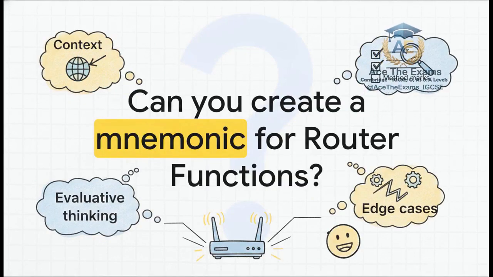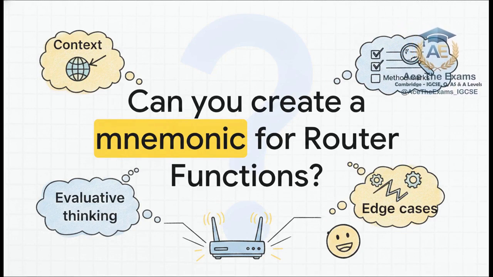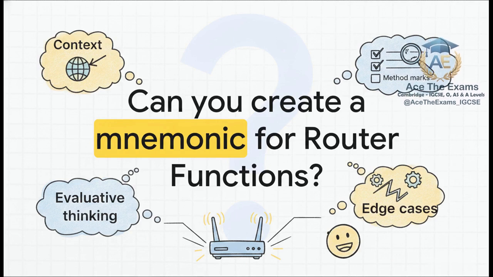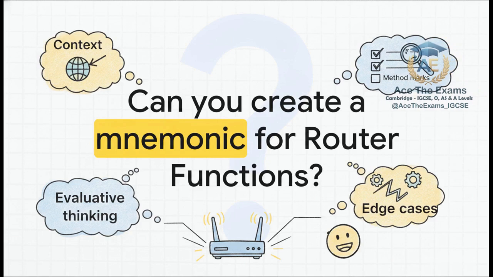So, let's bring it all together. We've covered the mark trap, the core principles, the execution framework, evaluative analysis, and those sneaky examiner pitfalls. Just think about the key terms we've discussed today: context, analytical depth, method marks, evaluative thinking, edge cases. Mastering these doesn't just help you ace the 9618 exam, it fundamentally changes how you see the digital world around you.